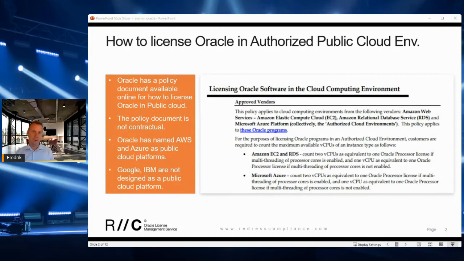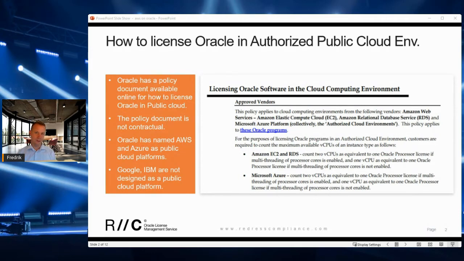If you're thinking about moving your Oracle environments to AWS, Oracle have published a licensing document that specifies the licensing rules that you should follow if you want to deploy Oracle software on AWS. This licensing document is available on Oracle's web page, and it's called Licensing Oracle Software in Cloud Computing Environment. So what do we need to know about it?